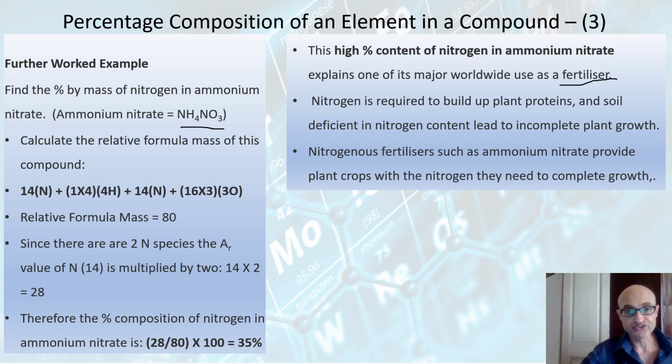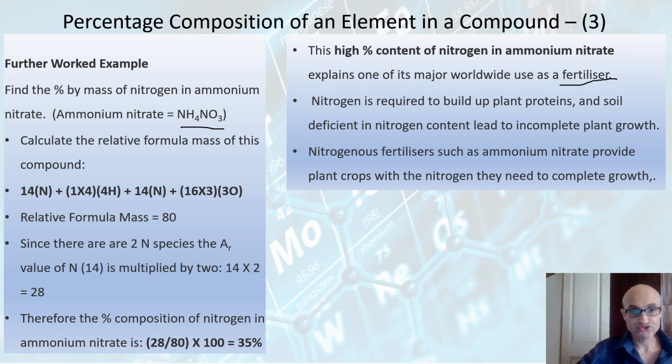It's also used as an explosive, by the way. There are various uses of ammonium nitrate. The two principal commercial uses worldwide are in the agricultural industry and in explosives. Ammonium nitrate has the formula NH4NO3, okay?